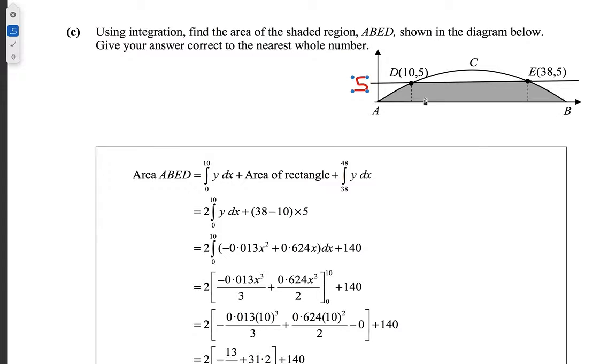The easiest solution is to break it into parts: get this area, add this rectangle, and then add this area here. So that's what we're doing. Getting the integration of y from 0 to 10, this is 10 here, then the rectangle, which is just width by height, and then getting the integration of f of x, the exact same thing, from 38 to 48.